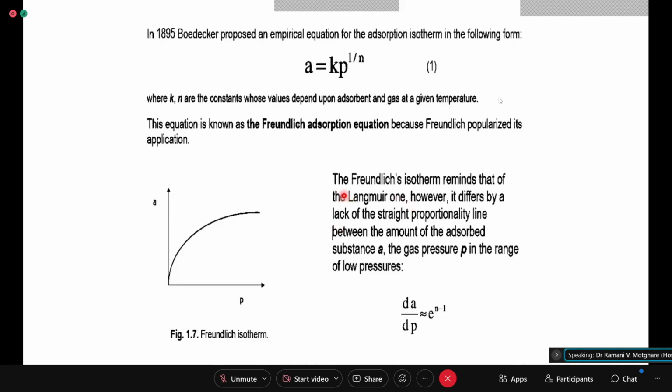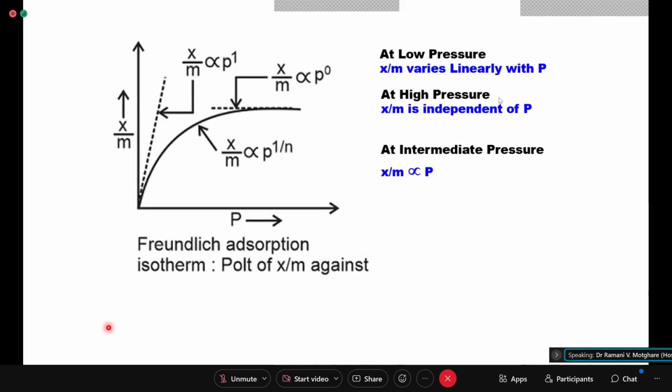The Freundlich isotherm reminds one of the Langmuir one. Langmuir came later on. However, it differs by the lack of a straight proportionality line between the amount of the adsorbed substance A and the gas pressure in the range of low pressure. At low pressure, it is first order. Okay. So in the Freundlich adsorption isotherm, what we know here is X by M is proportional to P raised to 1. In the middle order, it is X by M proportional to P raised to 1 by N. And towards the end, it gets saturated. X by M is proportional to P raised to 0.